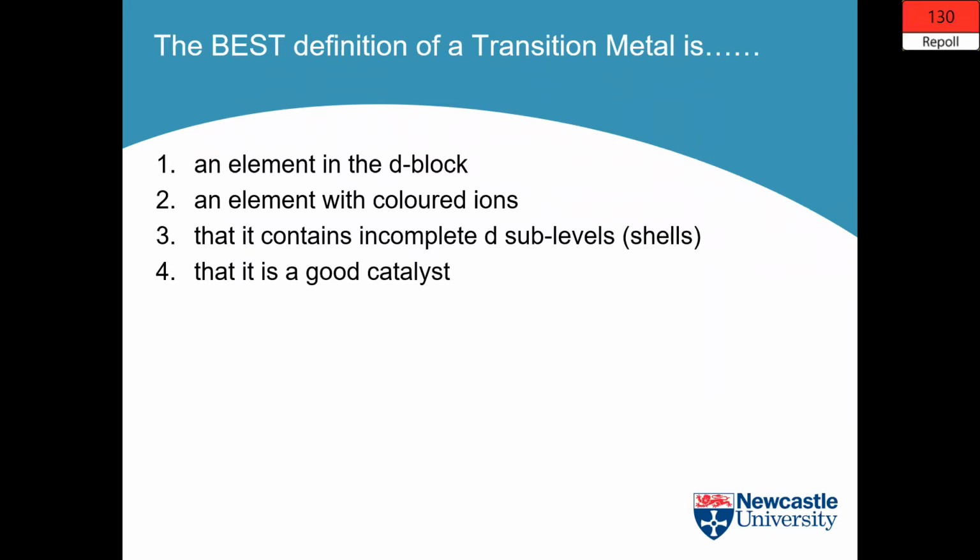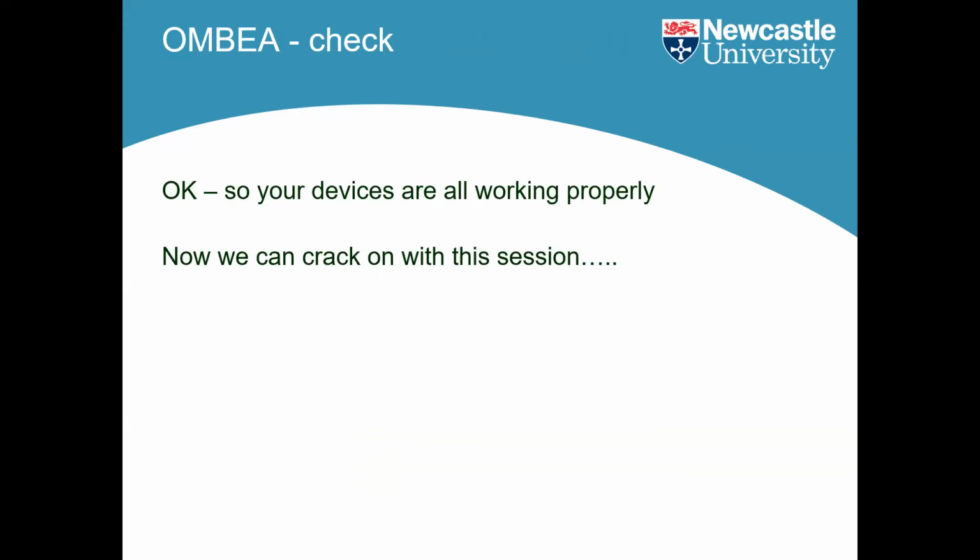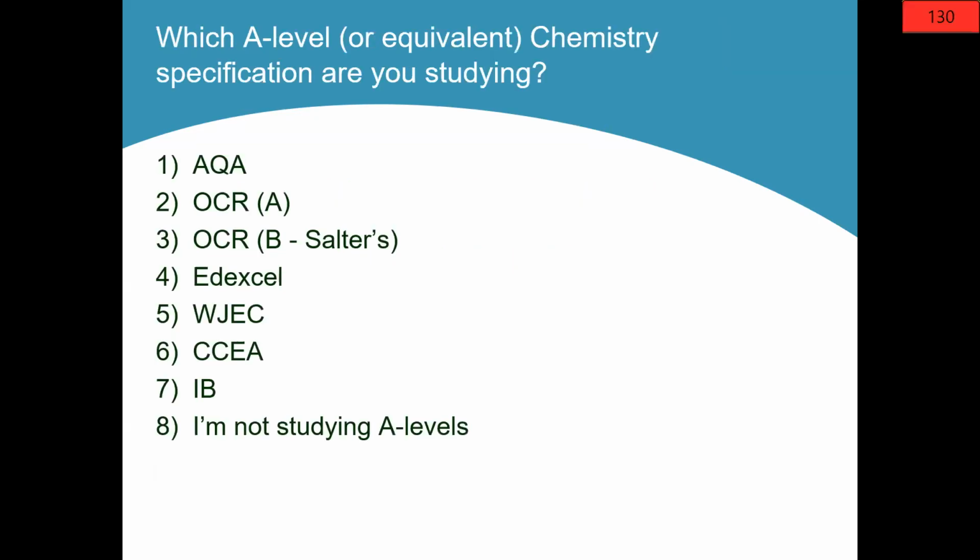So, you stuck at around 130, so I've closed polling. I have to wait a few seconds for the results to zap through from the Ombea server, or wherever it is. And okay, the vast majority of you have gone for answer 3, and that's a good start. That is the correct answer. All of those are indeed properties of transition metals, but the definition is: incomplete d sublevels, d subshells, in either the element or one or more of its ions. Excellent. Let's now crack on with some chemistry, some transition metal revision, and quite a few other Ombea questions will appear as we go through.